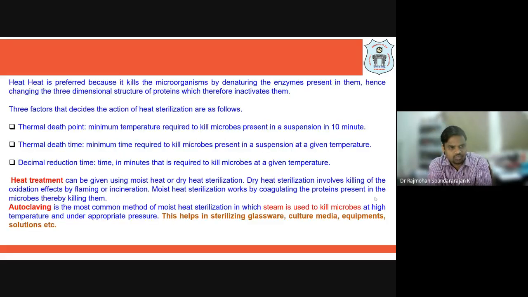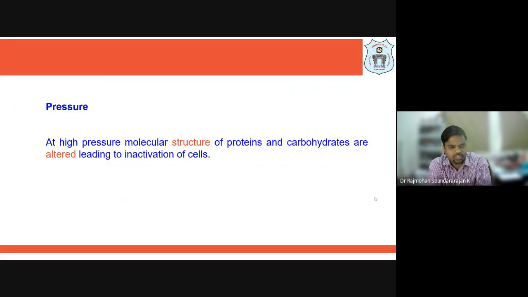And coming to pressure, usually when you are increasing the pressure, the molecular structure of the proteins and carbohydrates in the cells will be changed, altered. This leads to the inactivation of the cell and thereby the decay, the death of cells. So by applying pressure also, we can modify the structure of proteins and carbohydrates, which finally leads to death.